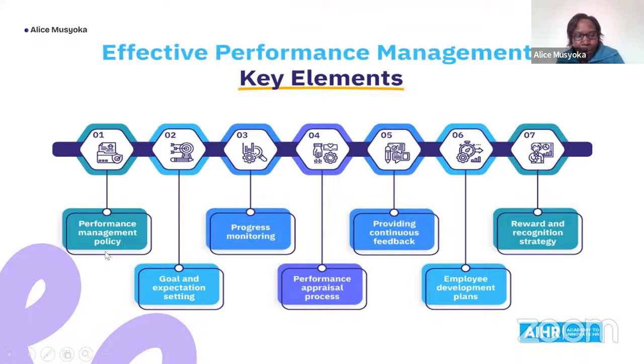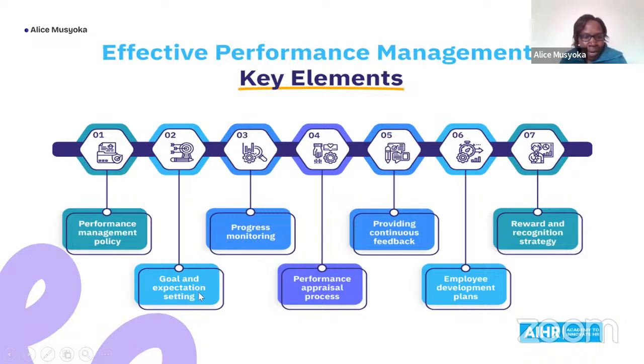The step number 1, we look at a performance management policy. It's good to have a policy in place, a policy is a guideline which will guide on how the process of performance management is done. And so that is very key because we all know that performance management issues can arise, especially when it comes to appraisals and rewards and recognition. We can have issues around that. So it's good to have a clear policy in place.